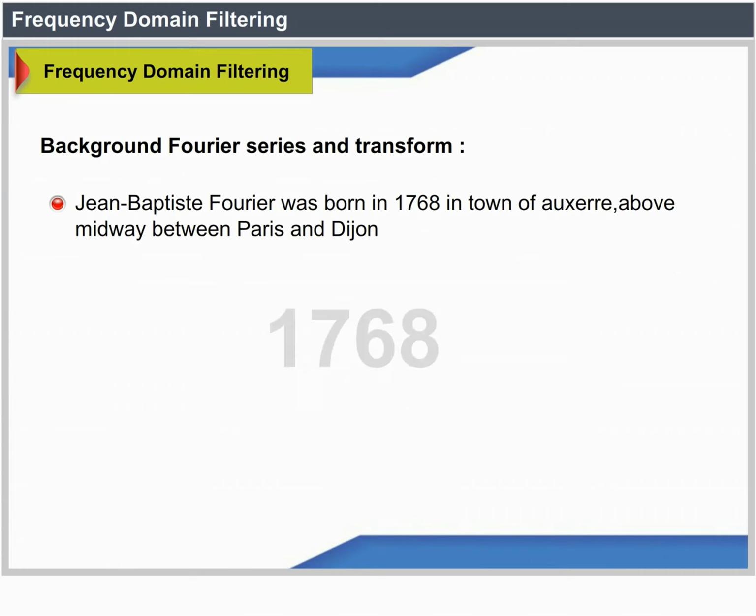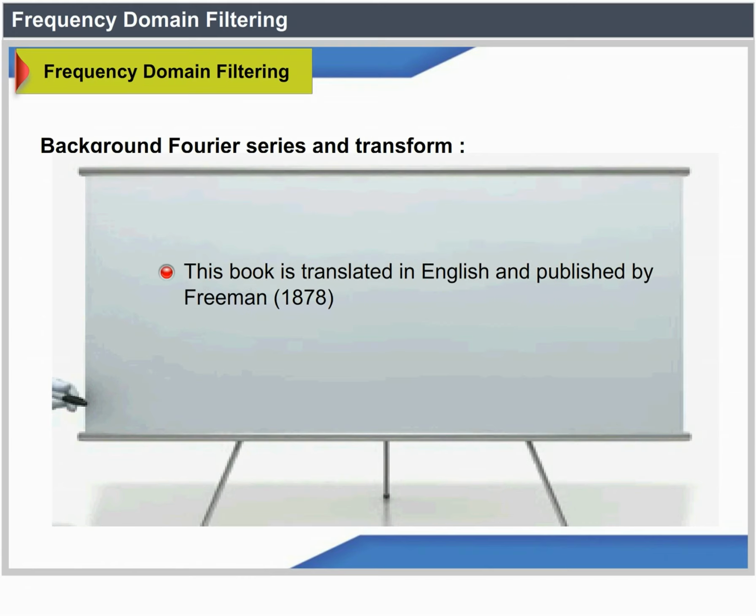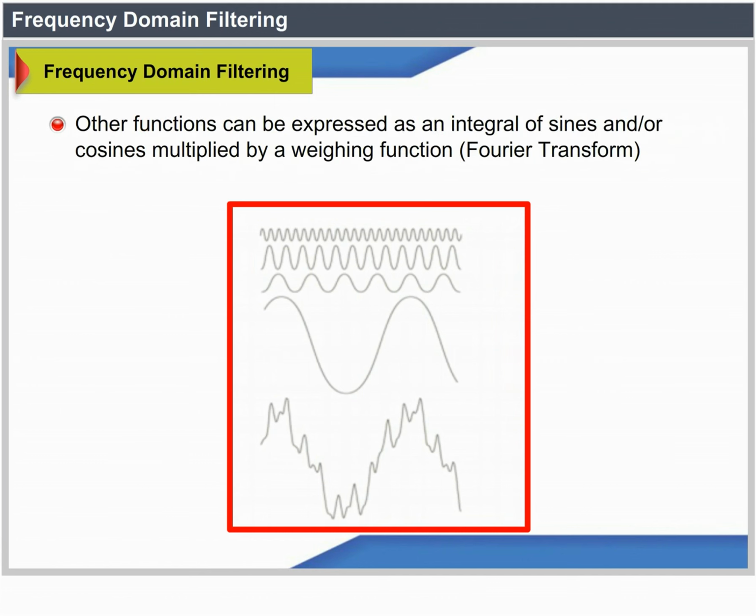It says that any periodic function can be expressed as a weighted sum of sines and/or cosines: the Fourier series. Other functions can be expressed as an integral of sines and/or cosines multiplied by a weighting function: the Fourier transform. Functions can be recovered by the inverse operation with no loss of information, with applications to image enhancement. The function at the bottom is the sum of the four functions above it. Fourier's idea in 1807 that periodic functions could be represented as a weighted sum of sines and cosines was met with skepticism. Primary concepts. 1. Complex numbers.